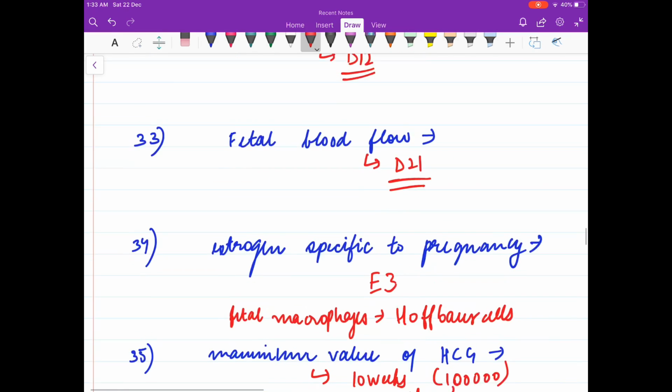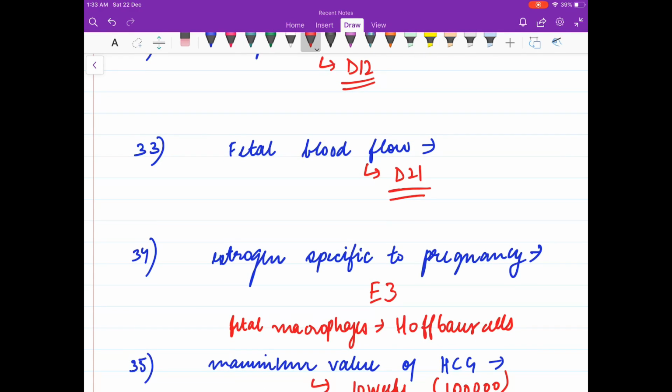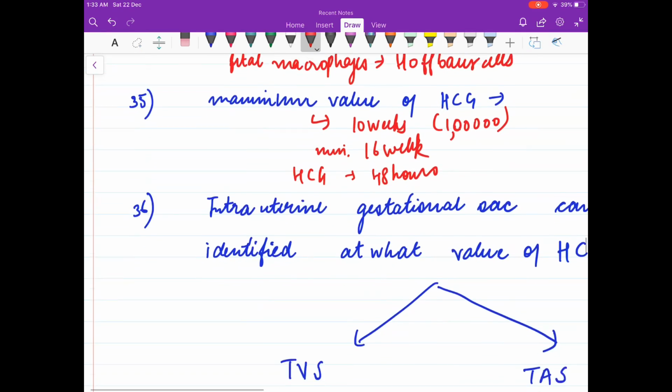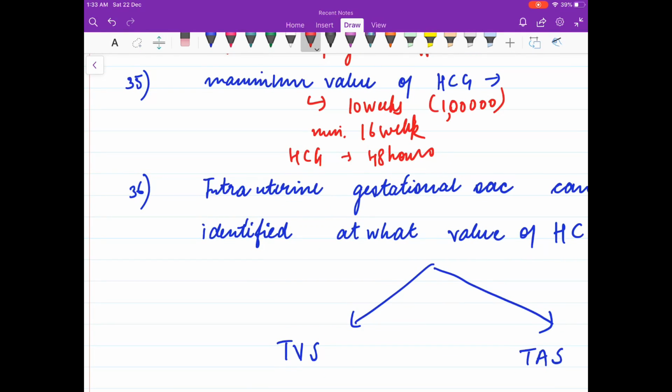What is the oxygen saturation in spiral arterioles? Oxygen saturation in spiral arterioles is 65 to 75%.